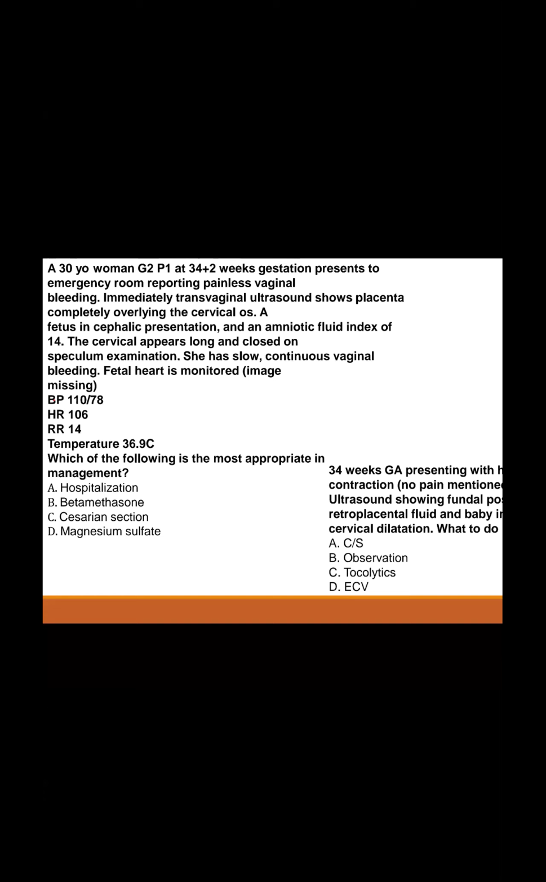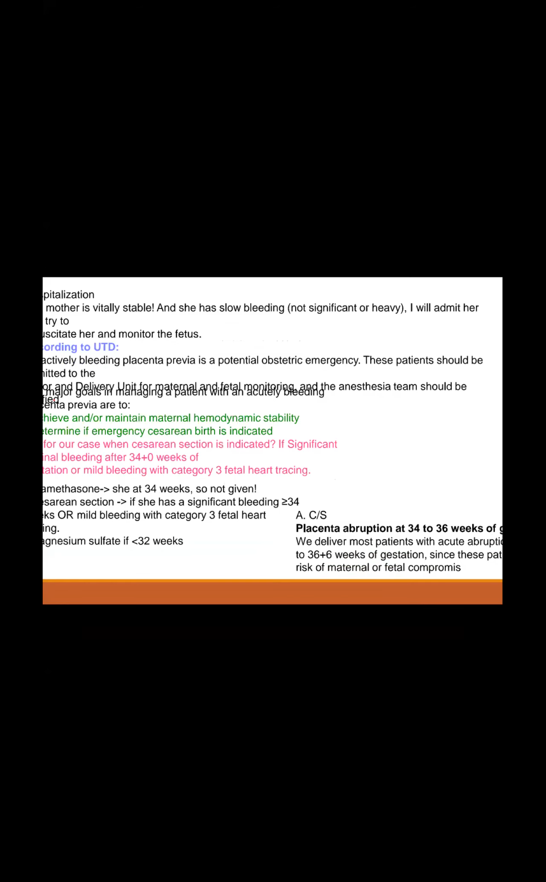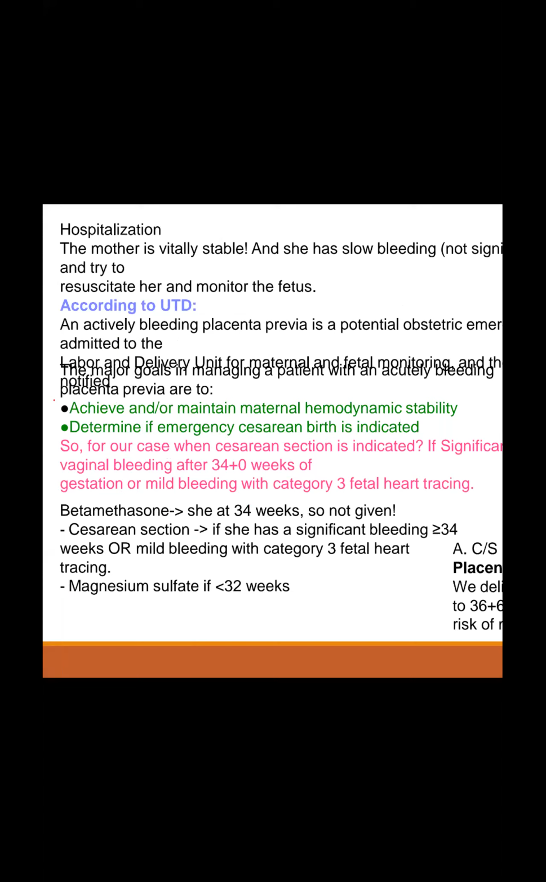If it is 34 weeks or below, I can give betamethasone after admitting the patient. Cesarean section I have to do if it is more than 34 weeks and there is heavy bleeding. Right now there is no heavy bleeding, so I can admit and wait, but if there is a chance of heavy bleeding, we have to do cesarean section. For the mild bleeding category, we do a non-stress test and fetal heart monitoring. If it is below 32 weeks, you have to give magnesium sulfate to prevent further complication.